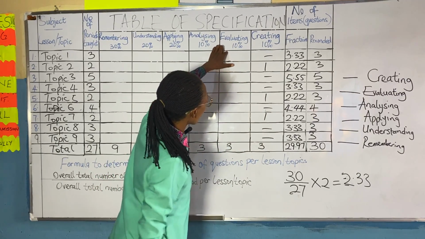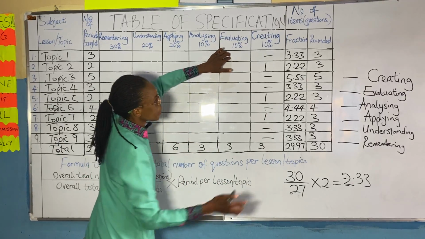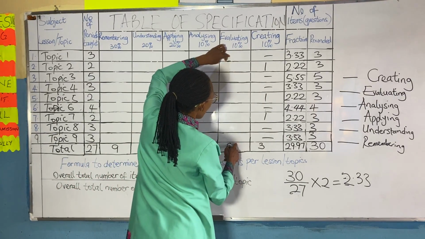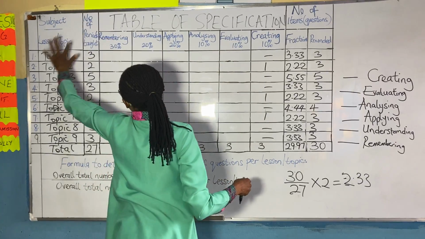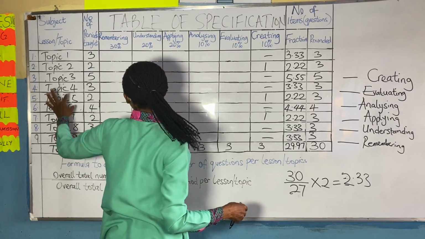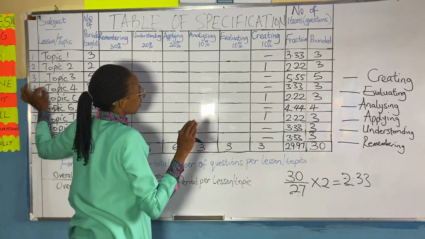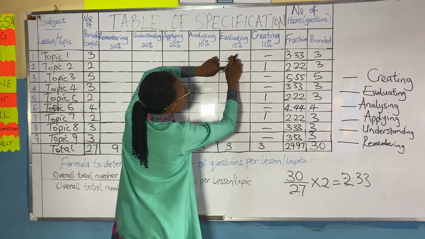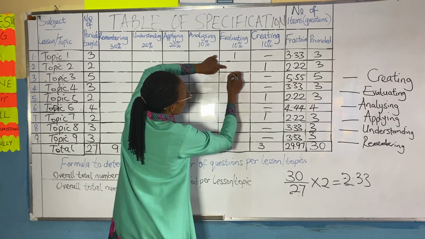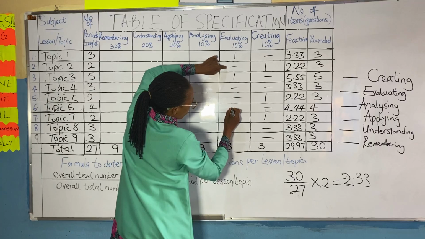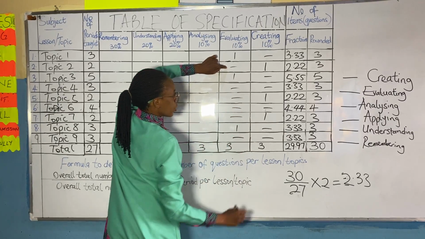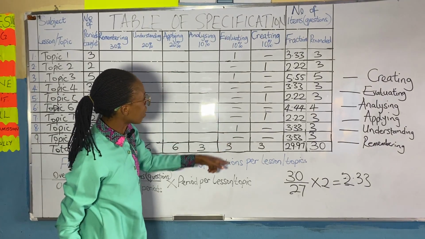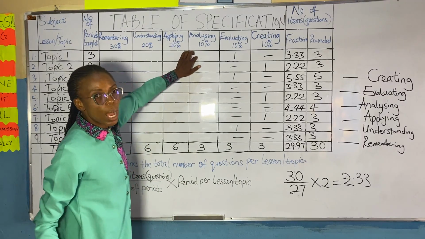Because you cannot exceed this number, you now go to evaluating, which is the next lower level. How many questions must you have in evaluating? 3 also. So look at the topics and the particular topics where you can have questions on evaluation. Let's say we put a 1 here, a 1 here, and a 1 here. So 1, 2, 3, 3 questions. So for evaluating, it is covered. Now let's go to analyzing.